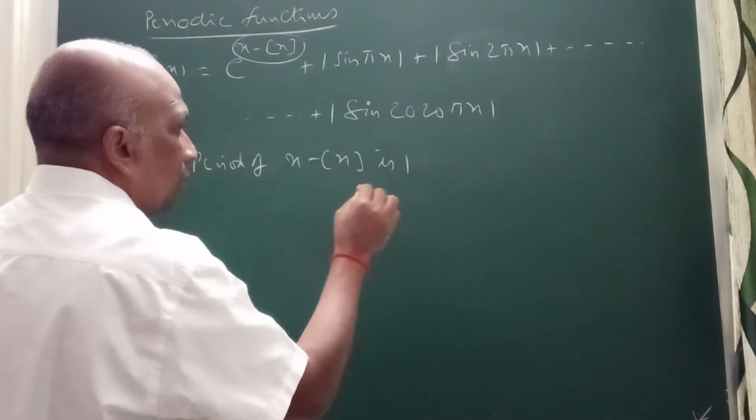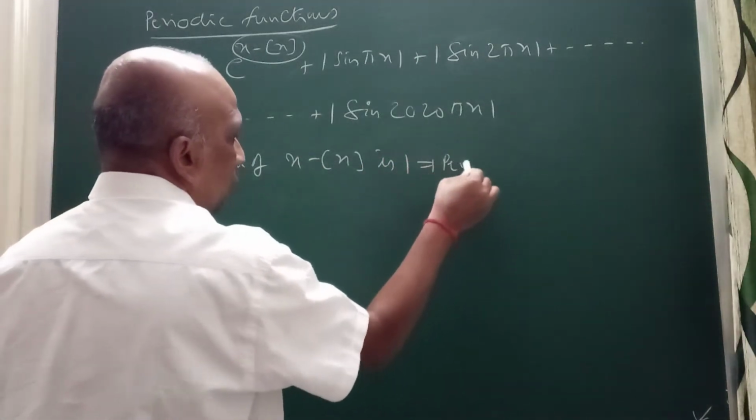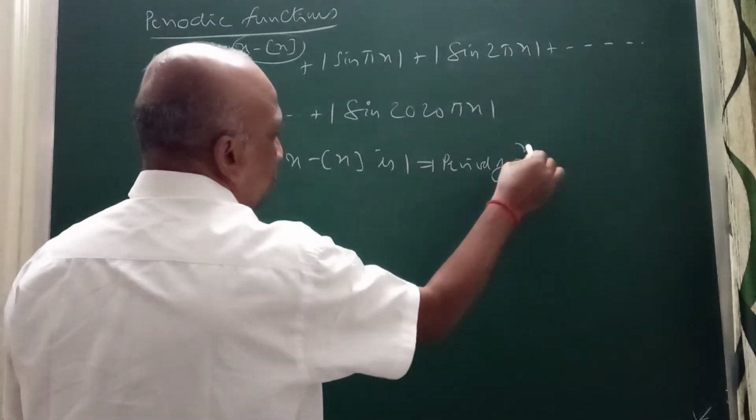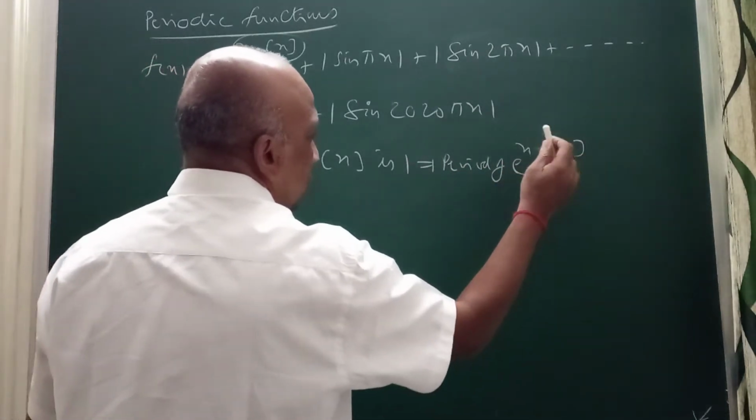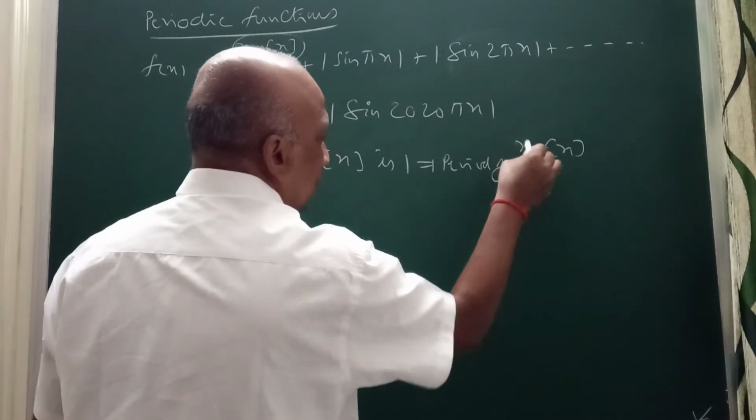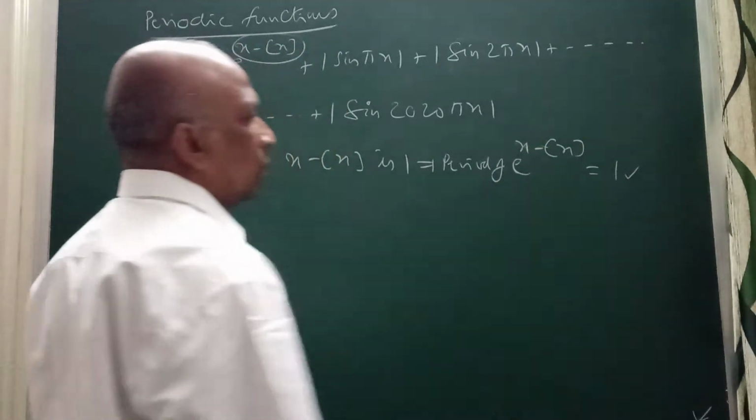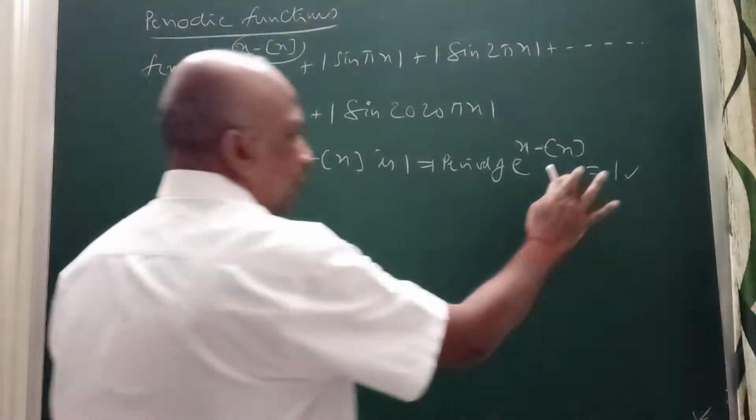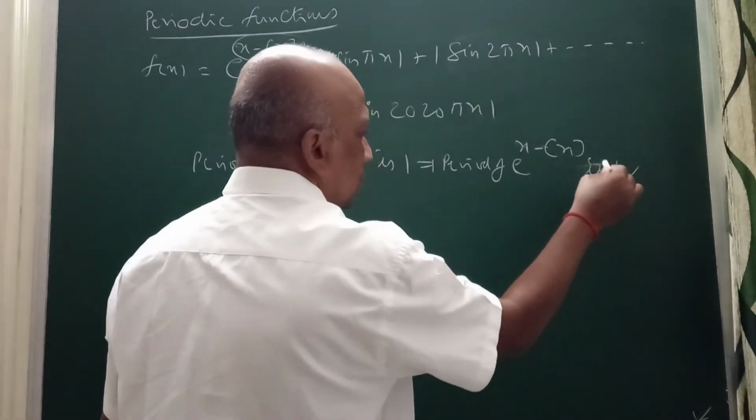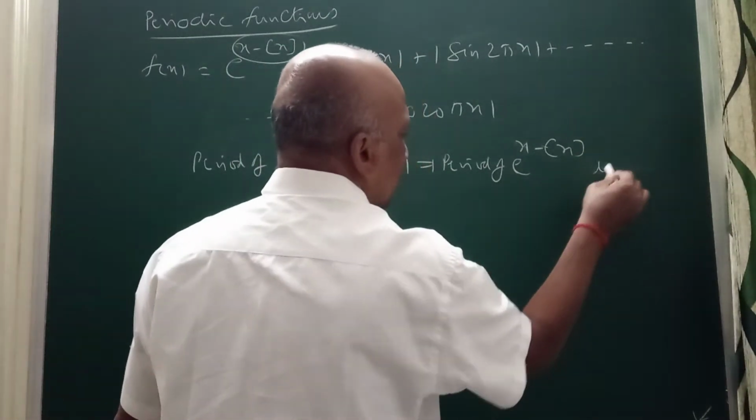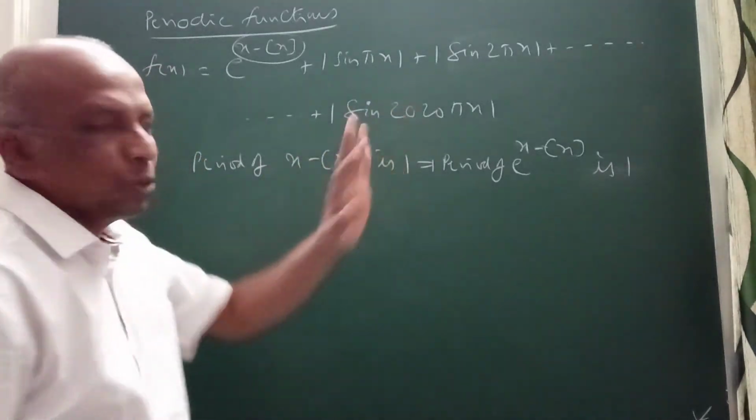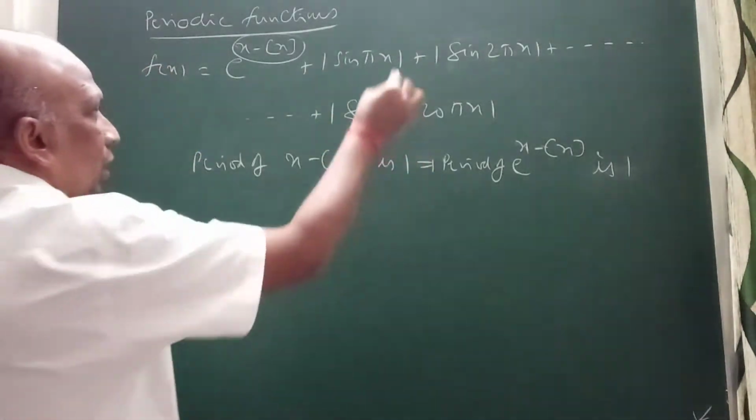At the same time, the period of e^(x - [x]) is also 1. Remember, the period of e to the power of x - [x] is 1. Both periods are 1 only. Now think about the periods of the remaining terms.